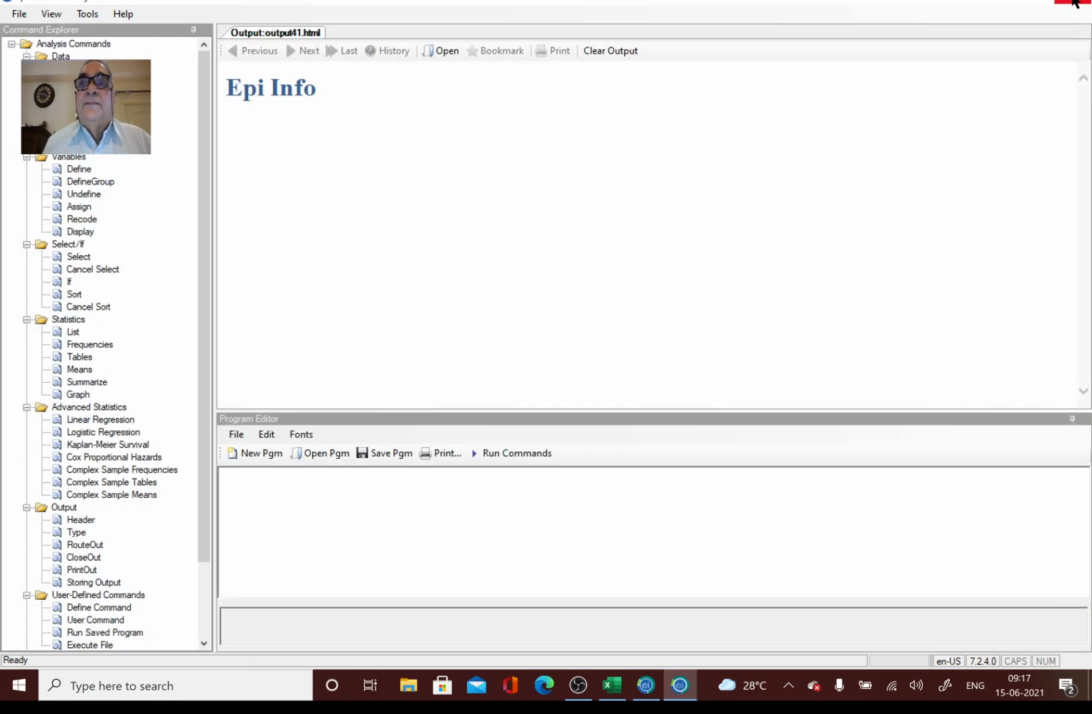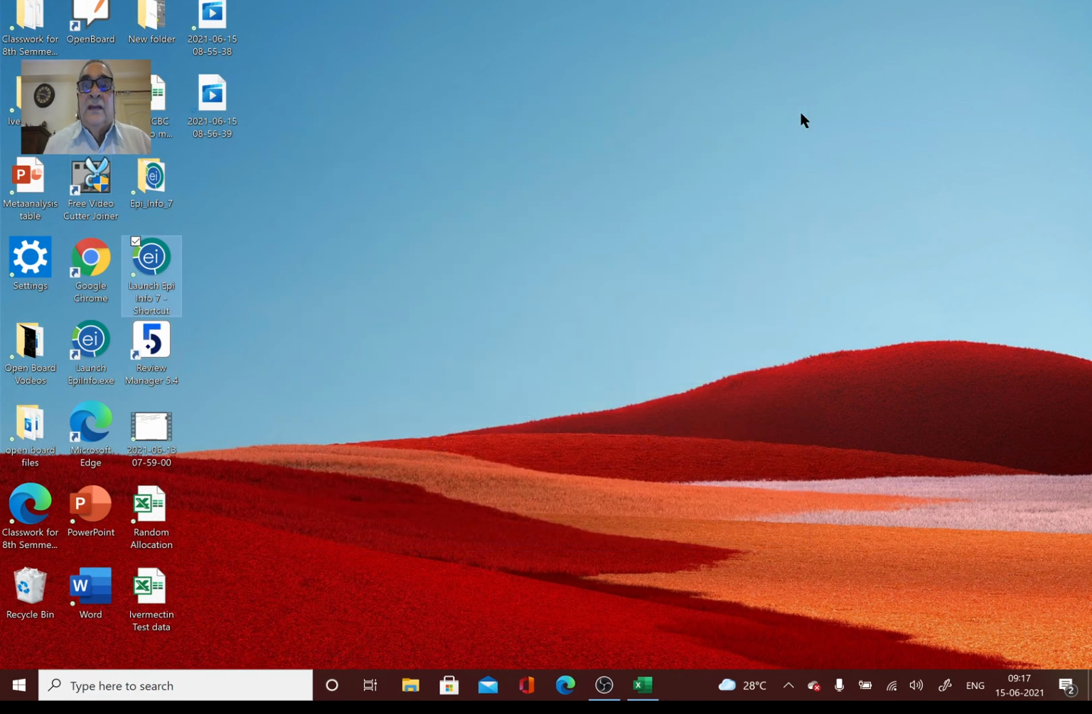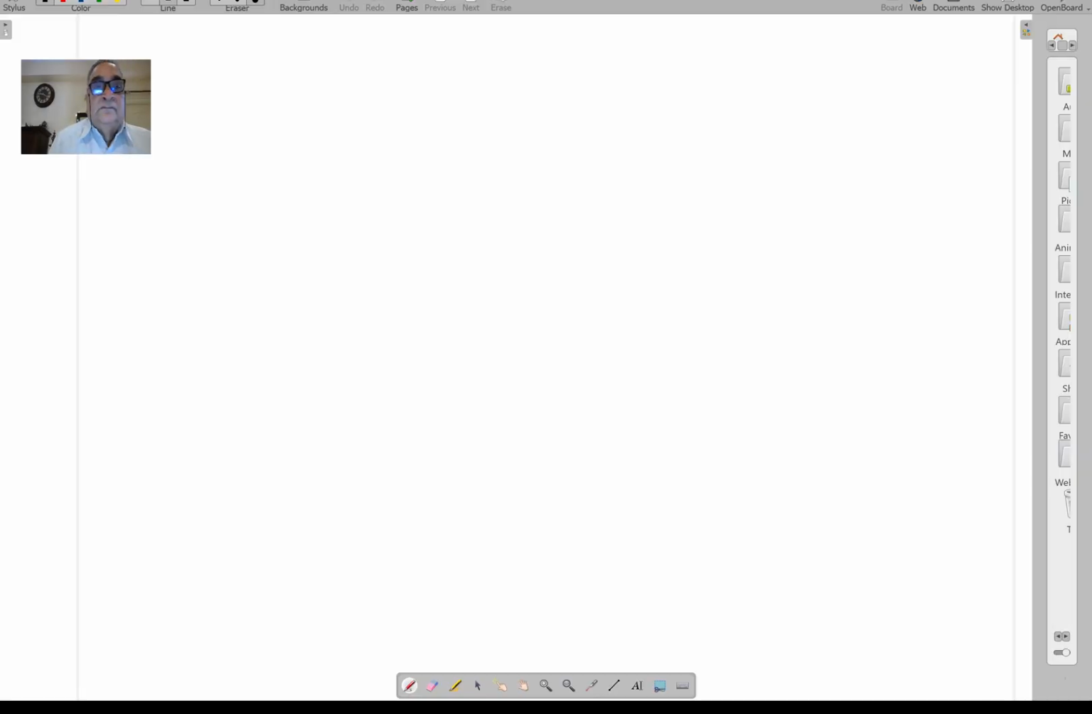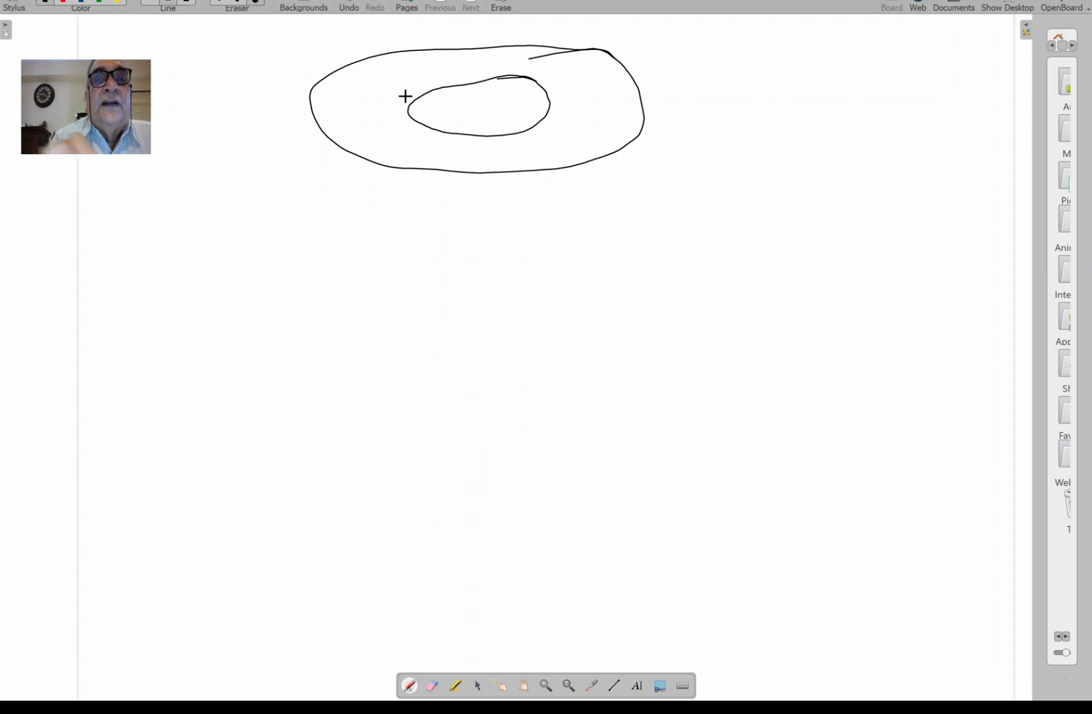So we shut this up, open our board again, and show you the random allocation. So this is our source population in the community. These are the patients that were hospitalized. So this is our source population and this is our study population.